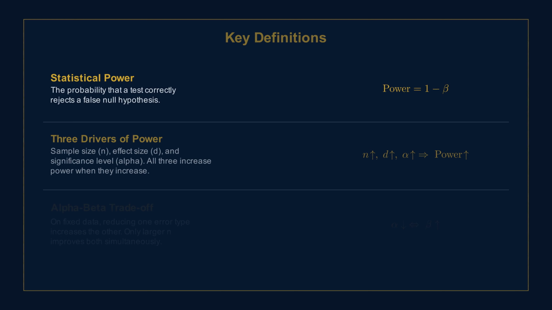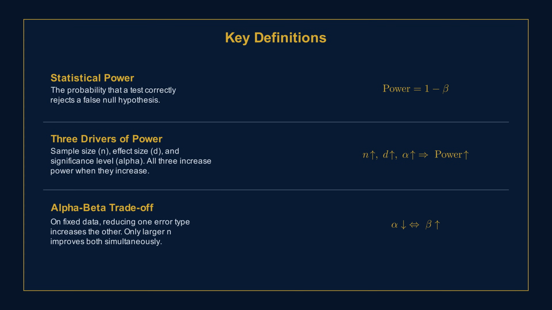So that's statistical power and the trade-offs between error types. Power is the probability that a test correctly rejects a false null. It equals 1 minus beta. Three things drive power: larger sample size, larger effect size, and higher significance levels. Raising alpha increases power but also increases type 1 errors. The only way to get more power without that cost is more data. And when power is low, a null result doesn't tell you much. It might just mean the test wasn't in a position to find anything in the first place.